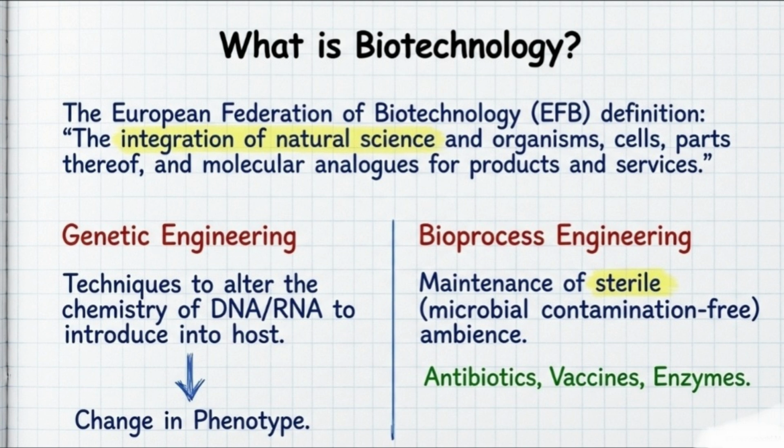Biotechnology has two main components. First, genetic engineering. These are techniques used to alter the chemistry of DNA or RNA and introduce it into a host. This results in a change in phenotype. Second, bioprocess engineering. It involves the maintenance of a sterile, meaning microbial contamination-free, ambience. It is used in the production of antibiotics, vaccines, and enzymes.